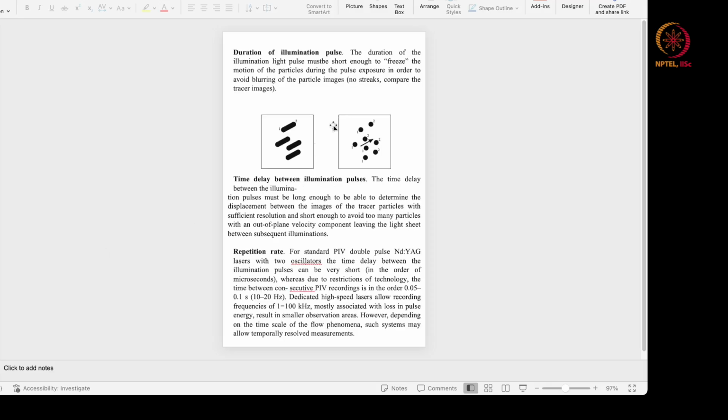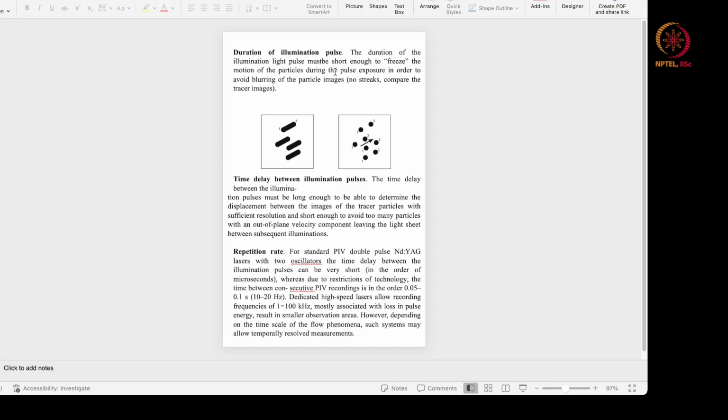Then, of course, the duration of the illumination pulse. Now, the duration of the light pulse must be short because you want to freeze the motion. This is like a stroboscopic effect. That means when in the theaters, if you see these stroboscopes, which freeze motion. So you see the camera in this case, and your eye is like the camera, sees that the particles are frozen, right? So that means they do not really move during the pulse exposure.